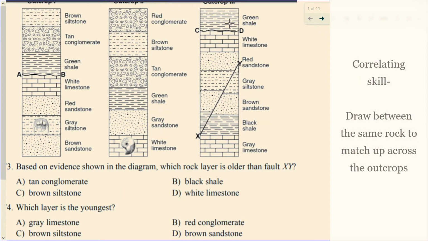So I start to look for similar rocks. I see green shale with an unconformity and then white limestone, and then red sandstone. Well, I see green shale, gray sandstone, white limestone.